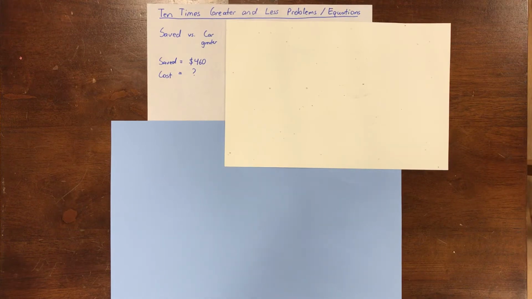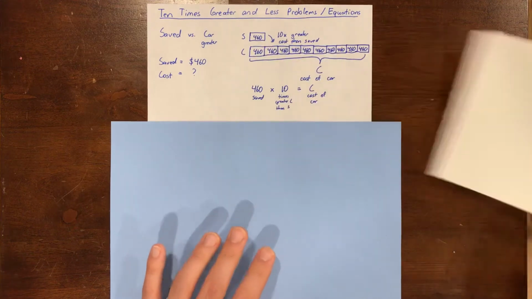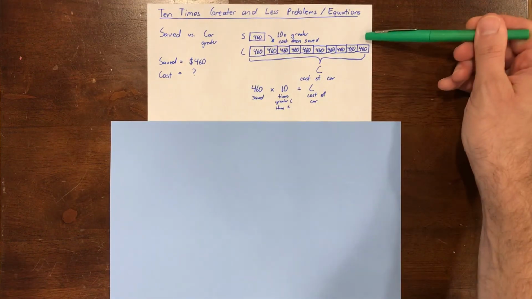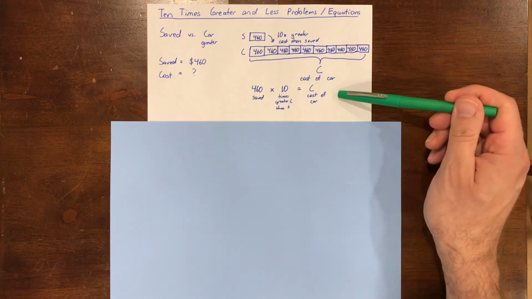Okay, so regardless of how you represent it, what did you need to make sure your representation showed? Say it out loud. Yeah, it has to show that the cost of the car is 10 times more than the money he has right now, and that we don't yet know the cost of the car. So here's a tape diagram, and then also a labeled number sentence, and they both represent the problem accurately.